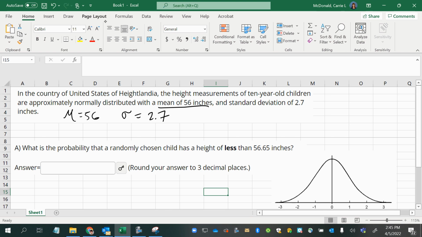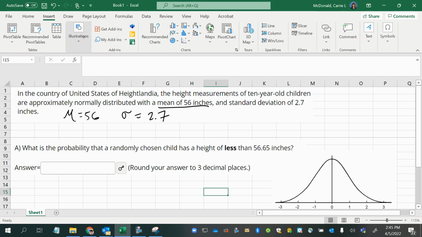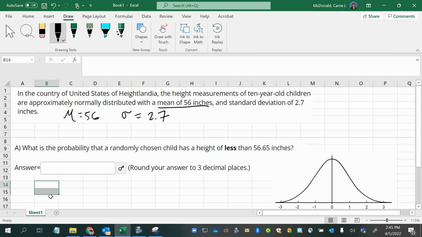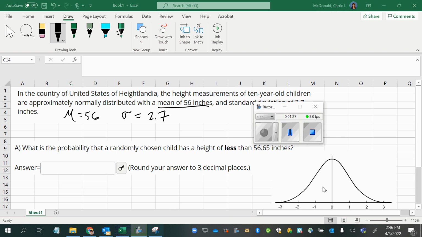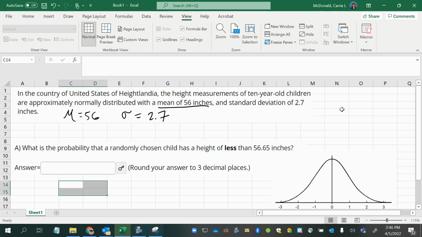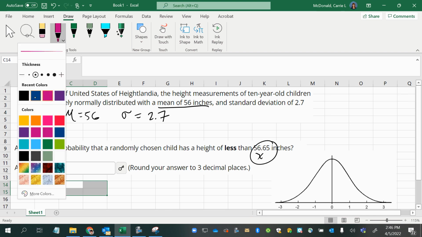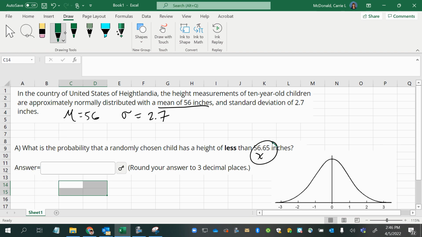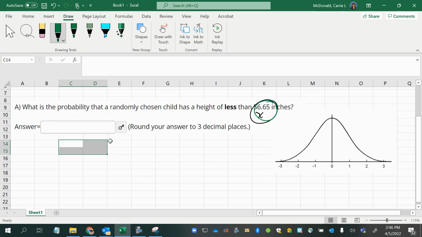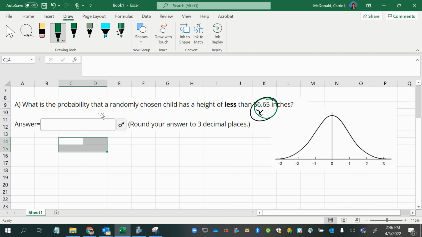I'm going to write x equals x. I guess it won't let me. Hold on. Okay, now I should be able to draw. So x is 56.5 inches. And let's go ahead and use a different color for that. How about green? Okay, so x is 56.5 inches.